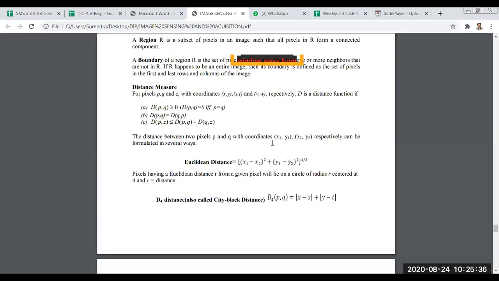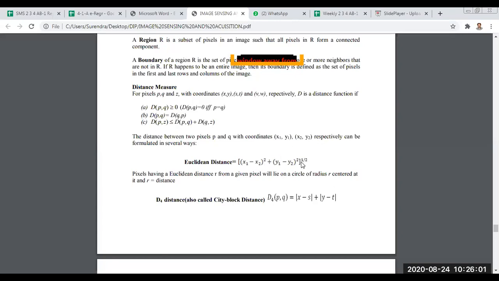Suppose P has the coordinates x1, y1 and Q has the coordinates x2, y2. Then how can we calculate the distance? There are different methods. The first one is Euclidean distance, which is the distance between the two coordinate points.